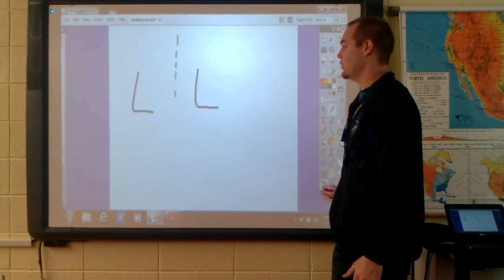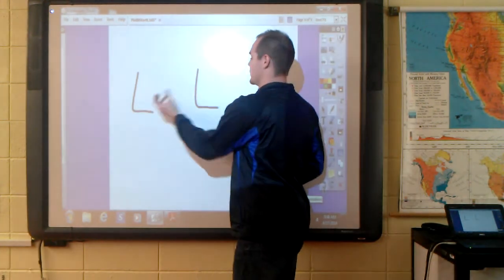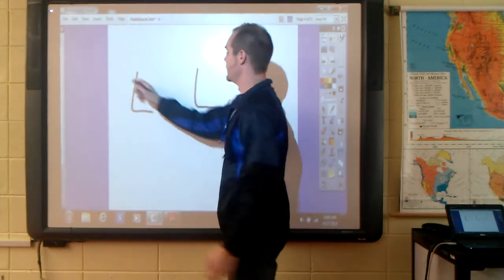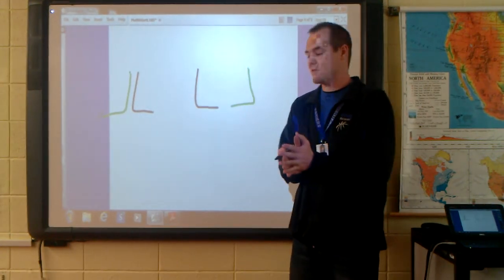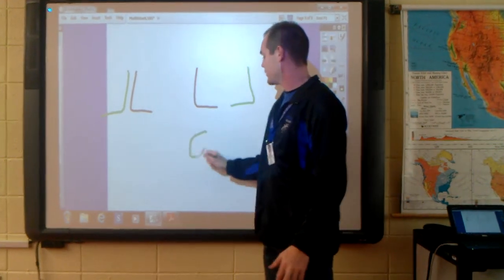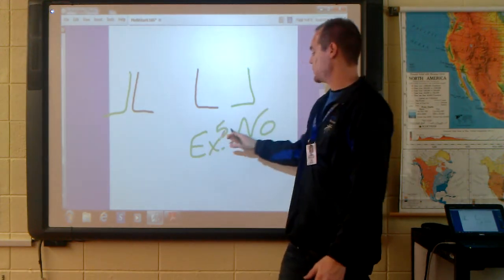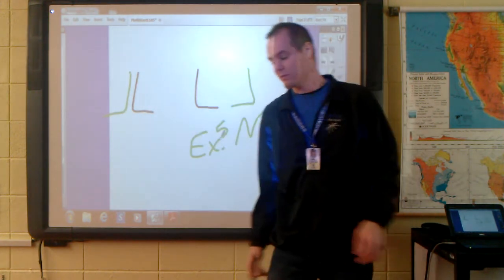However, there is no line of symmetry on these two objects, because if I folded this one, it would look like this. If I folded this one, it would look like this. They would never reflect directly on top of each other. So for example number 5, there is no line of symmetry between these two black objects that I've drawn.